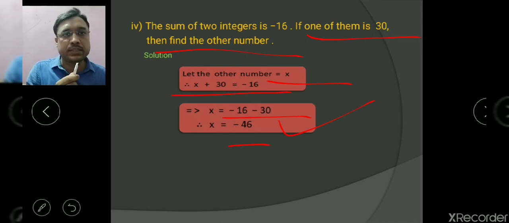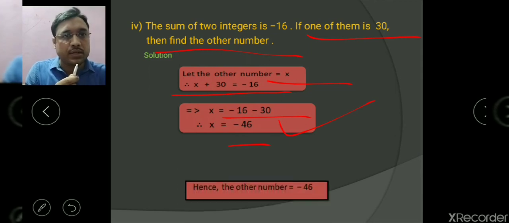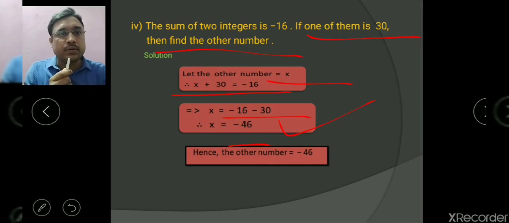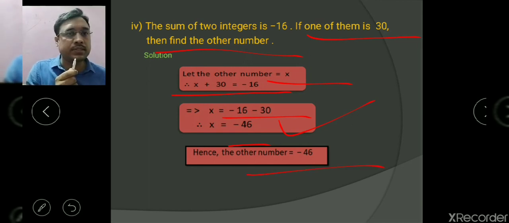I have just shown the subtraction. Both the numbers are negative, so add both the numbers and give the common sign. Hence the other number is minus 46. Okay students, I hope it is clear.